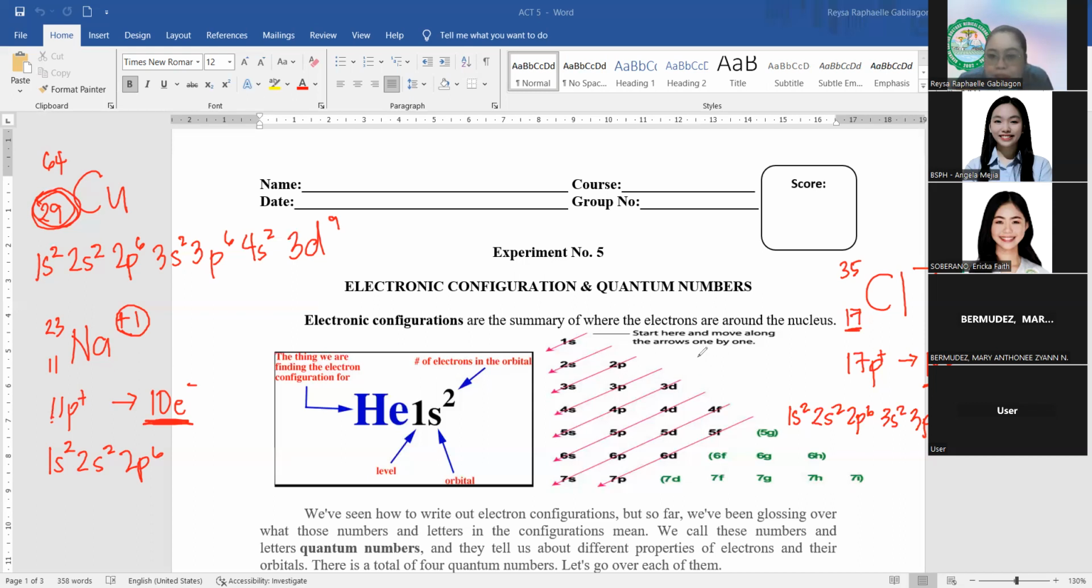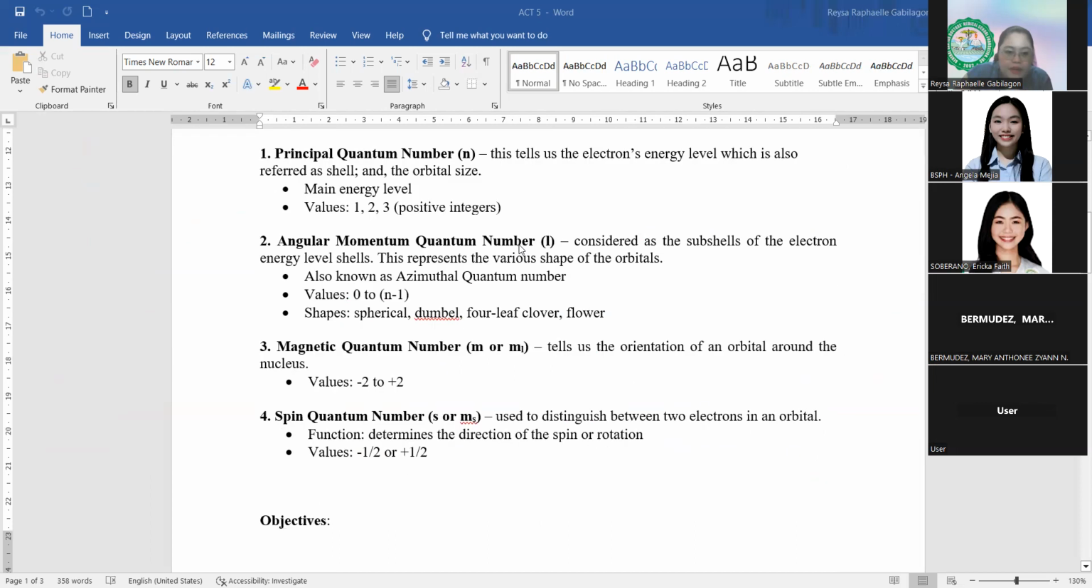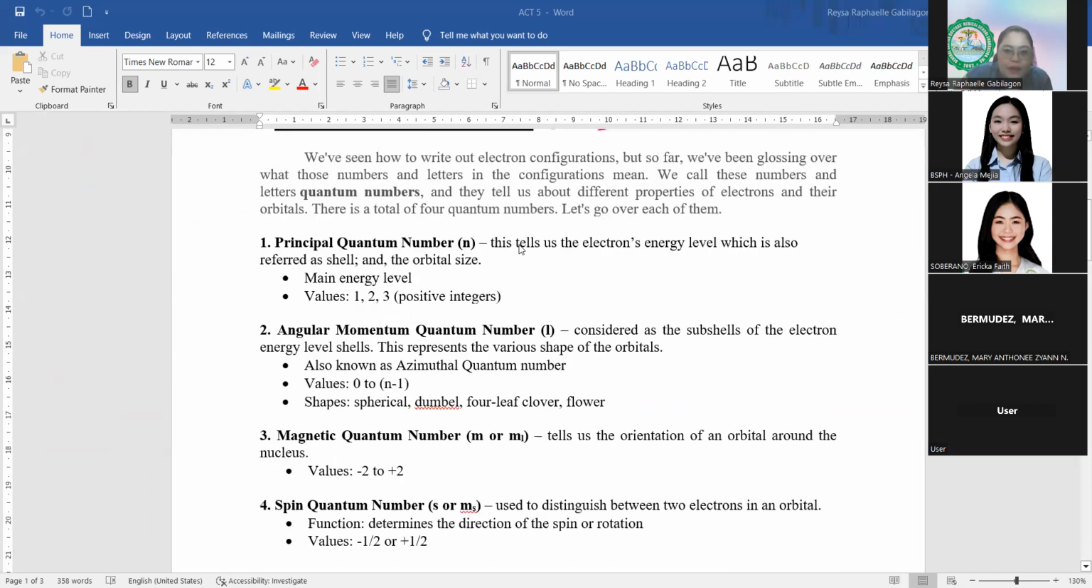You have to memorize this one, ha? Actually, isulat mo lang talaga siya 1s to 7s, and then you make an arrow pababa. And then you follow the arrow pag mag-sequence na. Okay, you will practice later. Now, before kayo mag-practice, let's discuss first the quantum numbers. Okay?